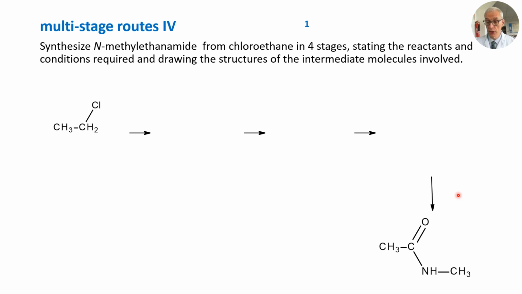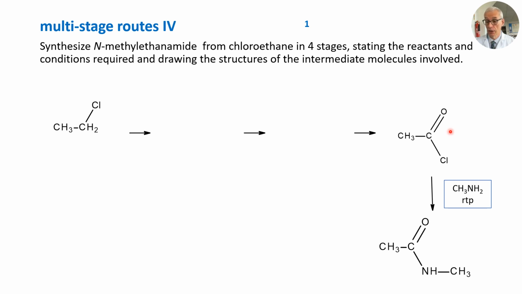Okay, so I'm going to reveal my first thoughts, which are to make the amide, we must have in the OCR A specification an acyl chloride, so ethanoyl chloride. And those acyl chlorides react with primary amines to make a secondary amide, an N-substituted amide. So methylamine at room temperature with ethanoyl chloride being the intermediate molecule.